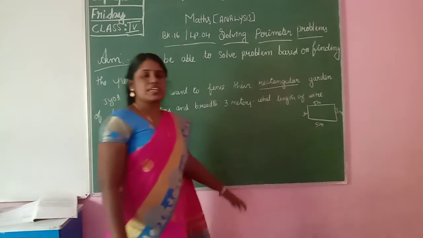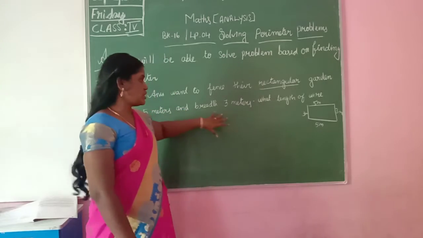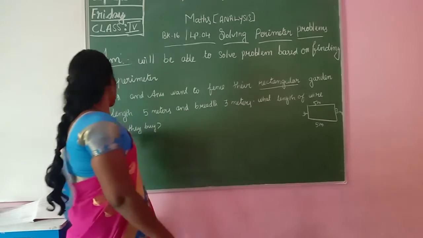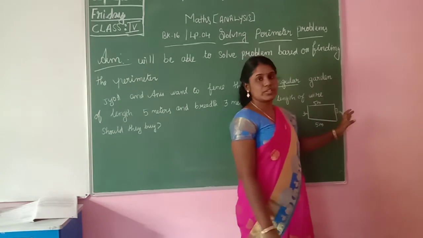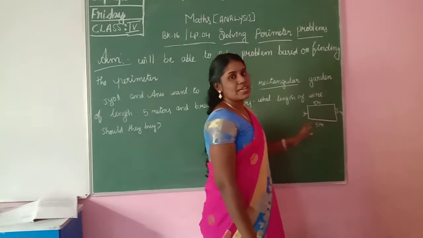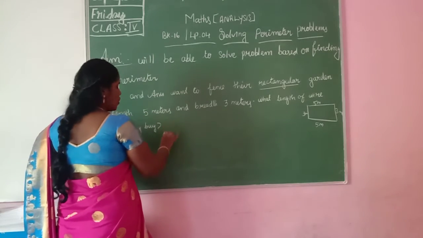Okay, now we have the measurements and the diagram done. And then what question are they asking? What length of wire should they buy? Which means we need to find the perimeter of the rectangle. First we need to write the formula. Perimeter is equal to the sum of all the sides.